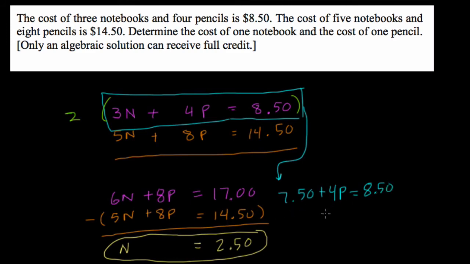Well, here if we subtract 7.50 from both sides, 4p equals $1. Divide by 4, and p equals 0.25. So a pencil is 25 cents.